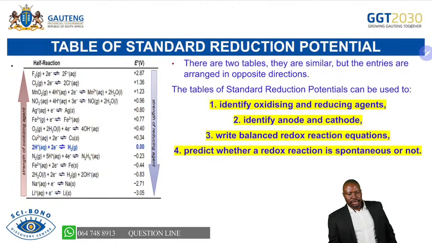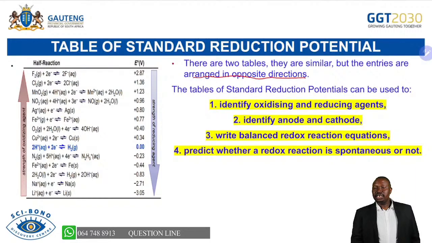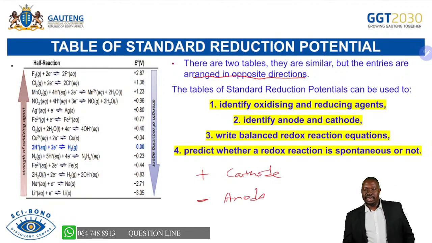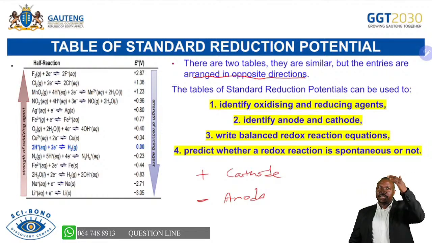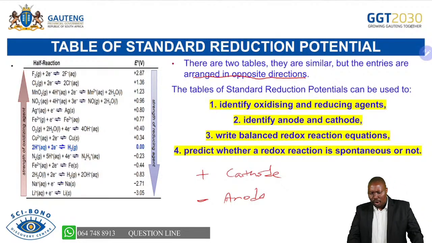Remember, I talked about the standard reduction potential tables. We have 2 tables. They are similar, but the entries are arranged in opposite directions. I've shown you that already. Like this one, it will be table 4A, because table 4A starts with the positives, which we said are our cathodes, and then the negatives, which is where we'll find our anodes in terms of a galvanic cell. So you will see that it starts with the positive ones, and then it comes to the negative ones. So you are able to know that that's how it moves.